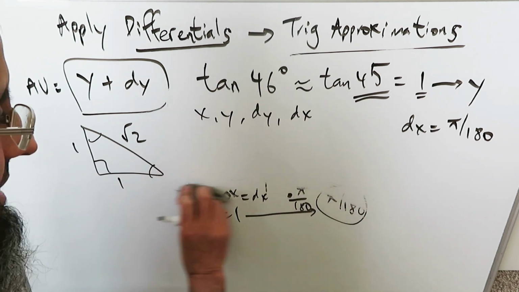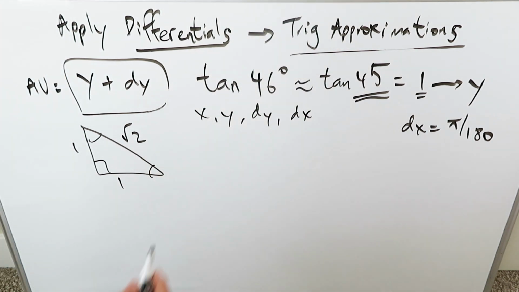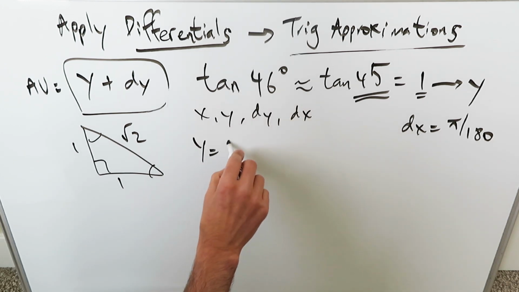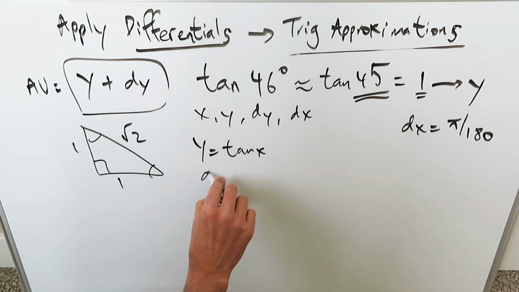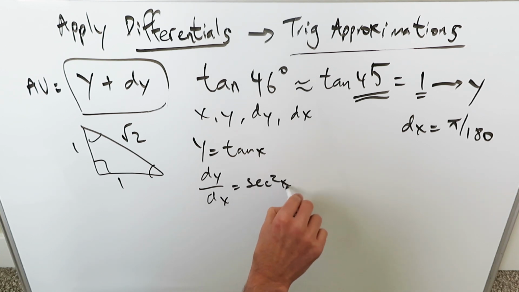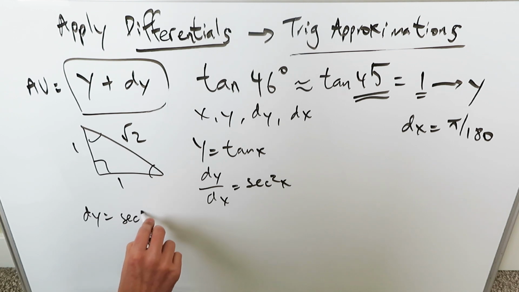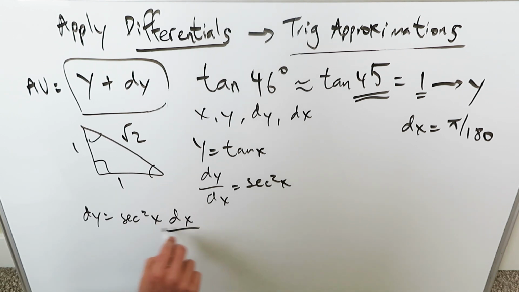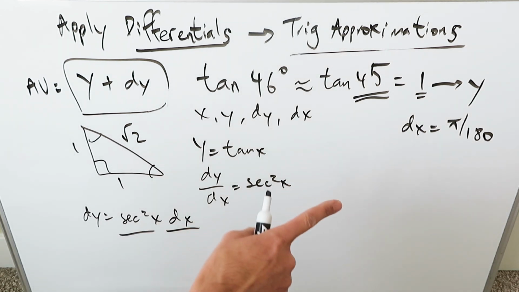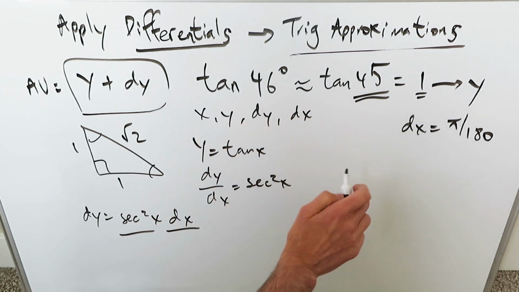Let's think about our dy. dy is coming from the derivative of your function. Your function is tan x. If y is equal to tan x, derivative dy over dx is equal to secant square x. Push the dx on the other side. dy is equal to secant square x dx. I have two separate components. I have my dx, which is pi over 180. I know my secant square x because I know what my x is. My x over here is 45.